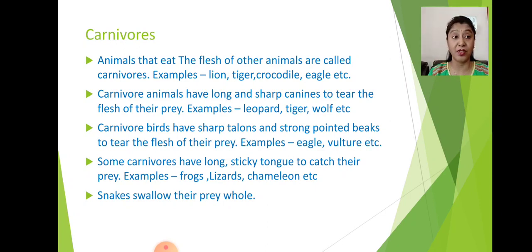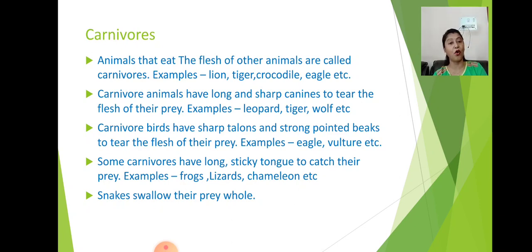So these claws, which are known as talons, are very strong and have very sharp nails so that the bird can hold and lift the prey properly. The beaks of these birds are also very strong and pointed so that they can tear open the body of the prey and eat it. Example, eagle, vulture, etc. Some carnivores have a long sticky tongue to catch their prey.